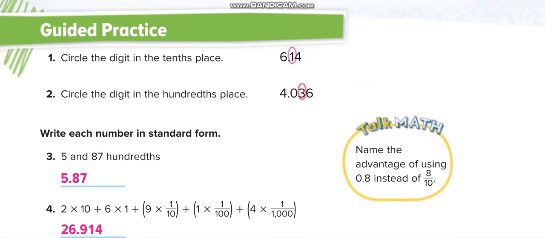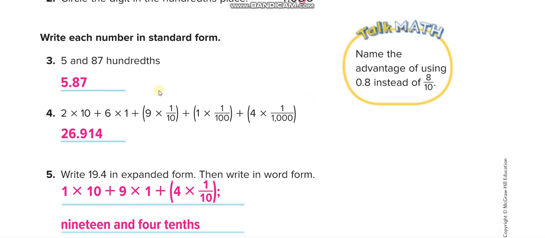Okay, here it is. Circle the digit in the tenths place, the first digit after the decimal. Circle the digit in the hundredths place, the second digit after the decimal. The first one is tenths, hundredths, thousandths. Okay, guys, 5 and decimal 87 hundredths, so 5.87. Okay, this is the expanded form of the decimals, how we write them.